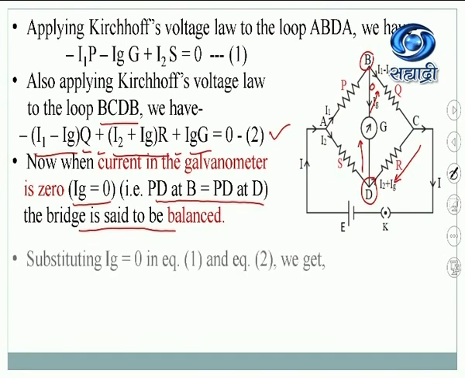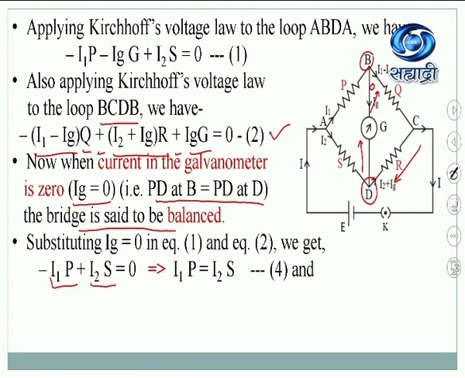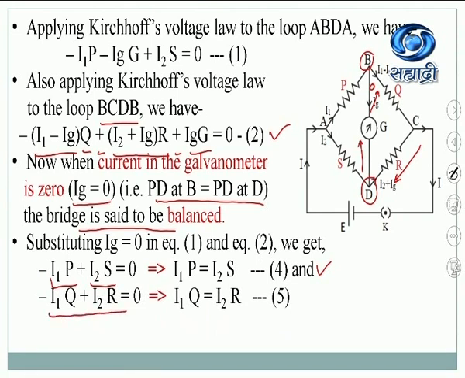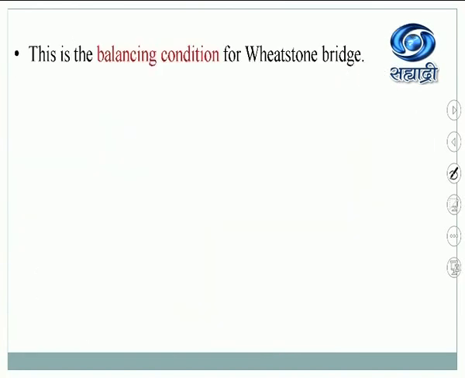So when Ig equal to 0, substituting in equations 1 and 2, what do we get? When Ig equal to 0, we get minus I1P plus I2S equal to 0. This indicates that I1P equals I2S, equation 4. Similarly, in the second equation, we get minus I1Q plus I2R equal to 0. So we get I1Q equal to I2R, equation number 5. Dividing 4 and 5, we get P upon Q equal to S upon R.